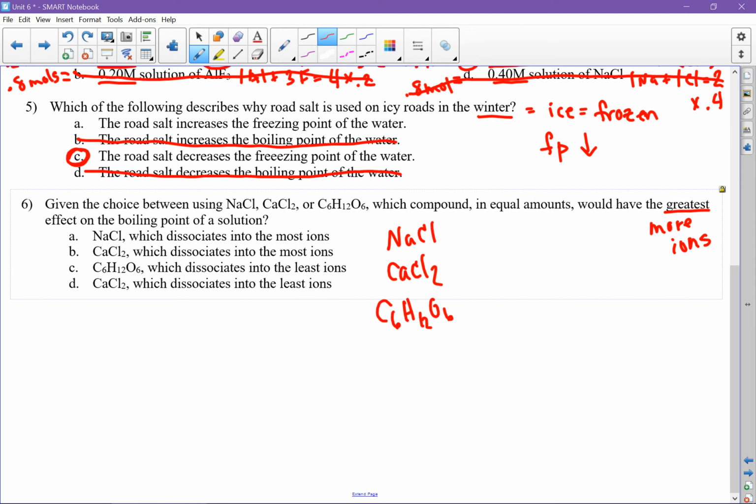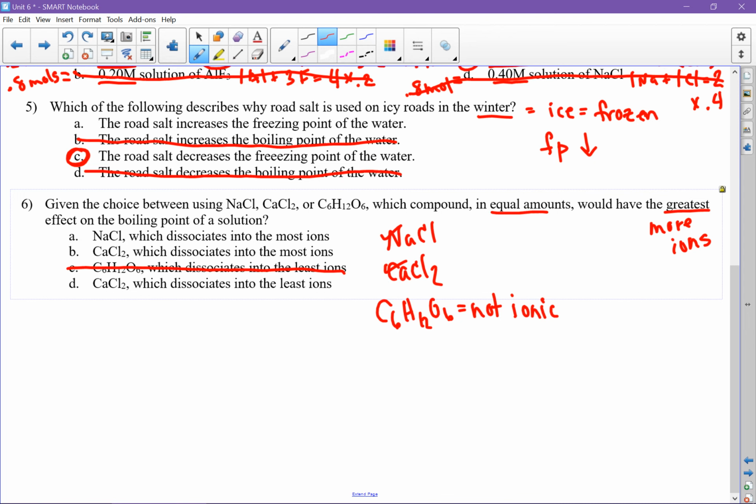Okay? So first we have to figure out which ones are ionic and which ones aren't. These 2 are ionic. C6H12O6 is not ionic. It's covalent. What that means is it is not going to dissociate. It is not going to split into ions at all. Automatically out. So we're going to compare between NaCl and CaCl2.